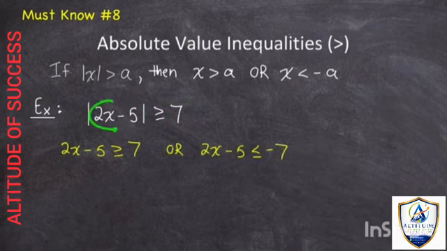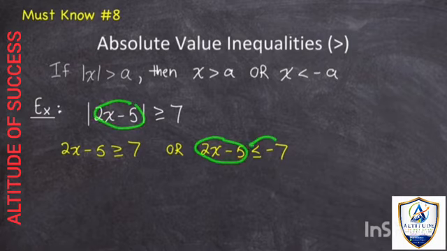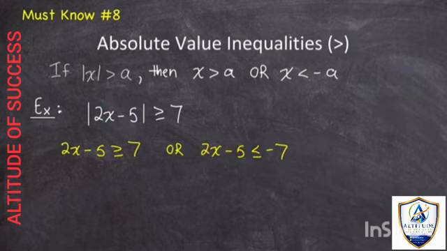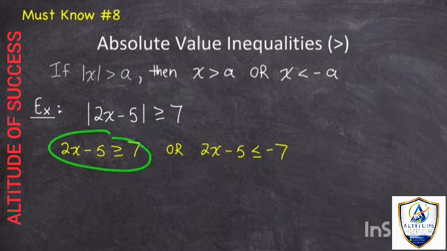Right? If I have a number inside the absolute value that's greater than or equal to 7, then when I take its absolute value, it's still going to be greater than or equal to 7. But also, if the number inside the absolute value is less than or equal to negative 7, so let's say negative 8, negative 9, negative 10, when I take its absolute value, it turns it positive, and it makes it greater than or equal to 7. So we just have to solve both of those inequalities, and then that will be our answer.